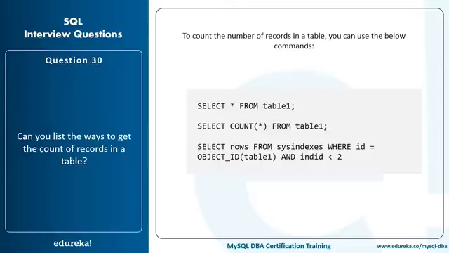And coming to the third query, that is select rows from sys.sysindexes where id = object_id of table 1 and indid is less than 2. That means it counts the number of records in a table using system indexes. These are the various ways to count the number of records in a table.